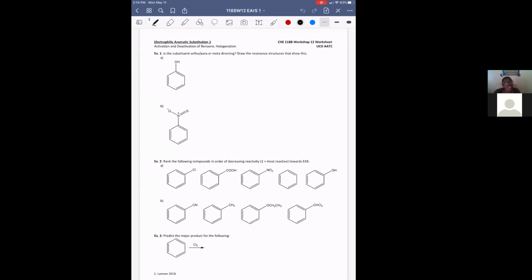So we'll start off with example one, where we look at two different molecules. The first is phenol, and in our phenol molecule, we can consider this to be an electron donating group. In our second molecule, we have our NO2 or nitro group, and we can consider that to be an electron withdrawing group, right?